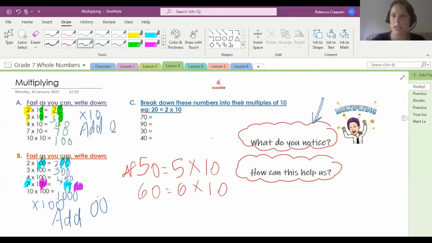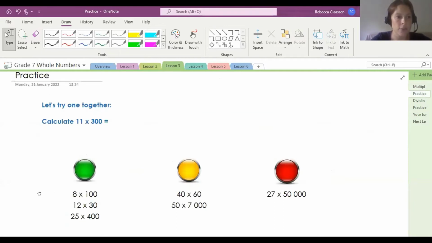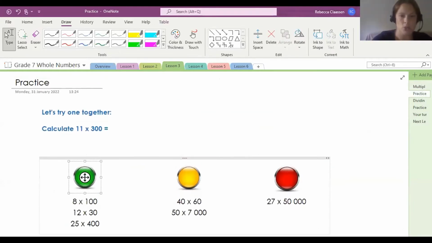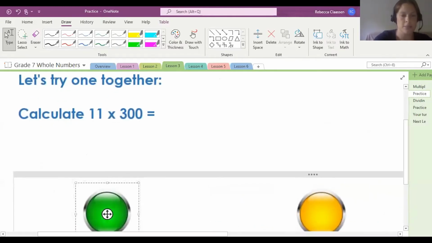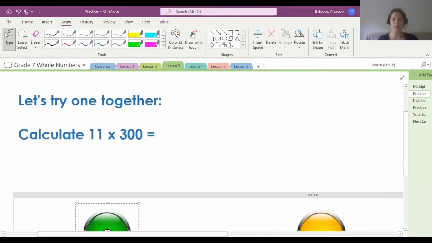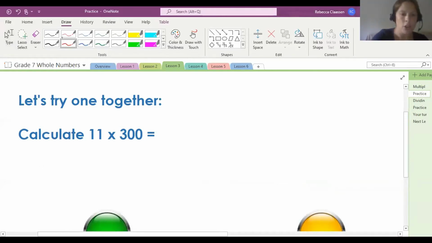So we're going to try something quickly. All right, so if we want to calculate, ignore the traffic light ones. I'm going to zoom in actually, but you can't see them. All right. If I want to calculate 11 times 300, how many zeros do I know my answer is going to have? 2. Well, it's going to have 2 because I'm multiplying by 100. So it's going to have 2 zeros on the end.